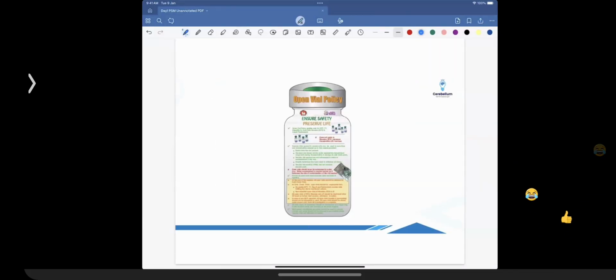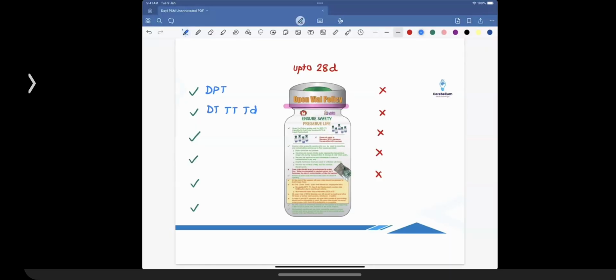It is also written here: open vial policy, which permits certain vaccine vials to be reused if they are maintained in cold chain after opening, up to a duration of 28 days. Which vaccines it is applicable? First we write that. Which vaccines it is applicable, friends? Open vial policy is applicable on T series of vaccines. So DPT, DT, TT, TD, Hep B.